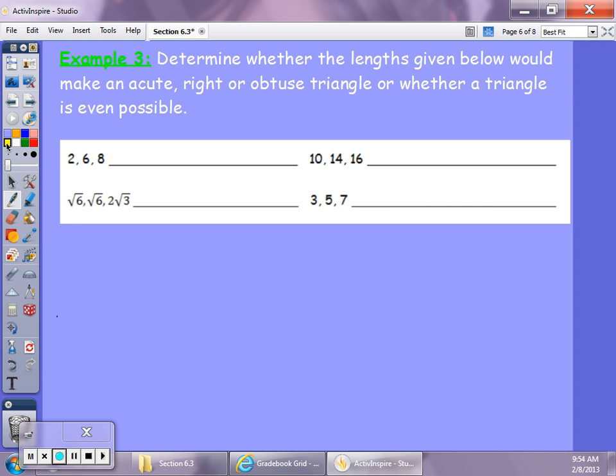So for the first example, we're first going to check to see if this triangle is possible. So if we take the sum of the two smaller sides, we want it to be greater than the longest side. So here we know that the sum of the two smaller sides is equal to the longest side, therefore not making a triangle. So this is not possible.